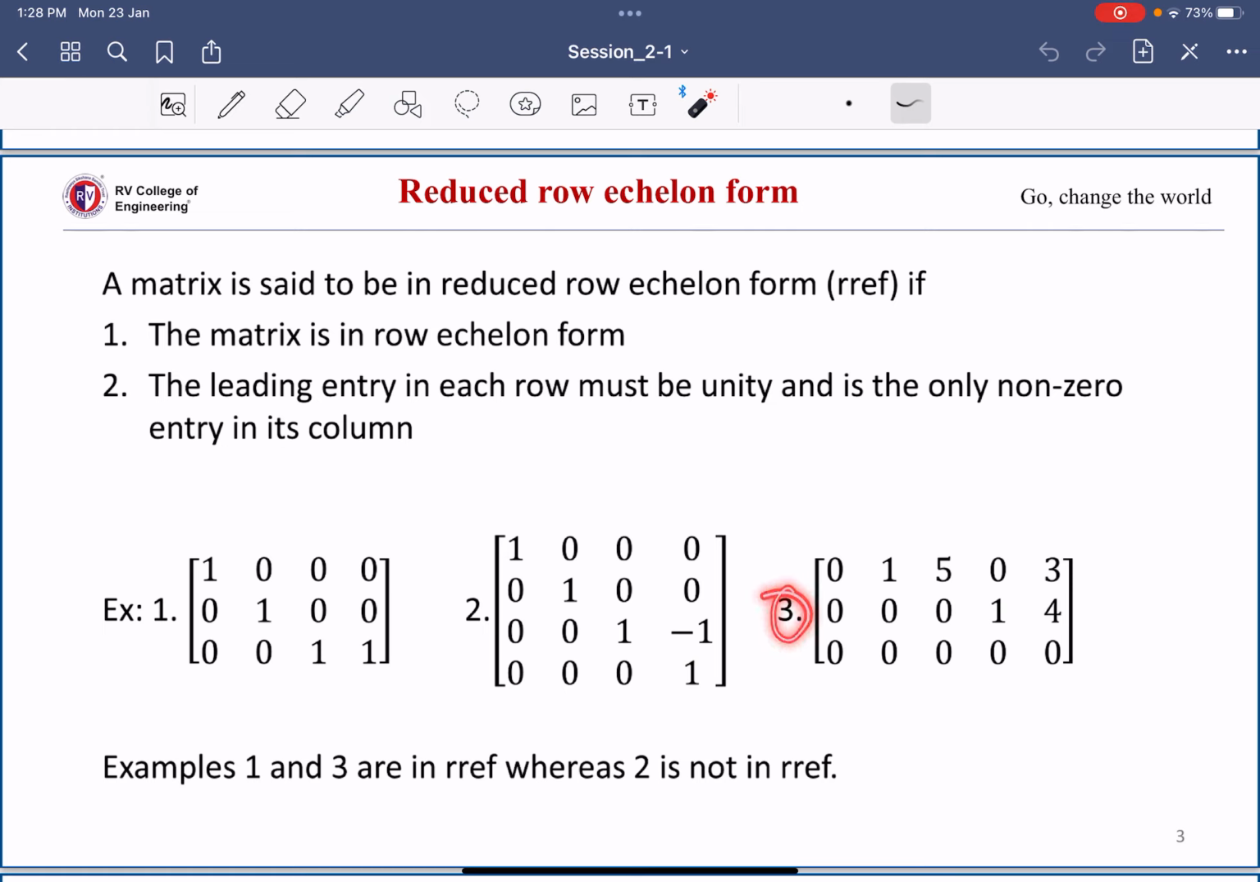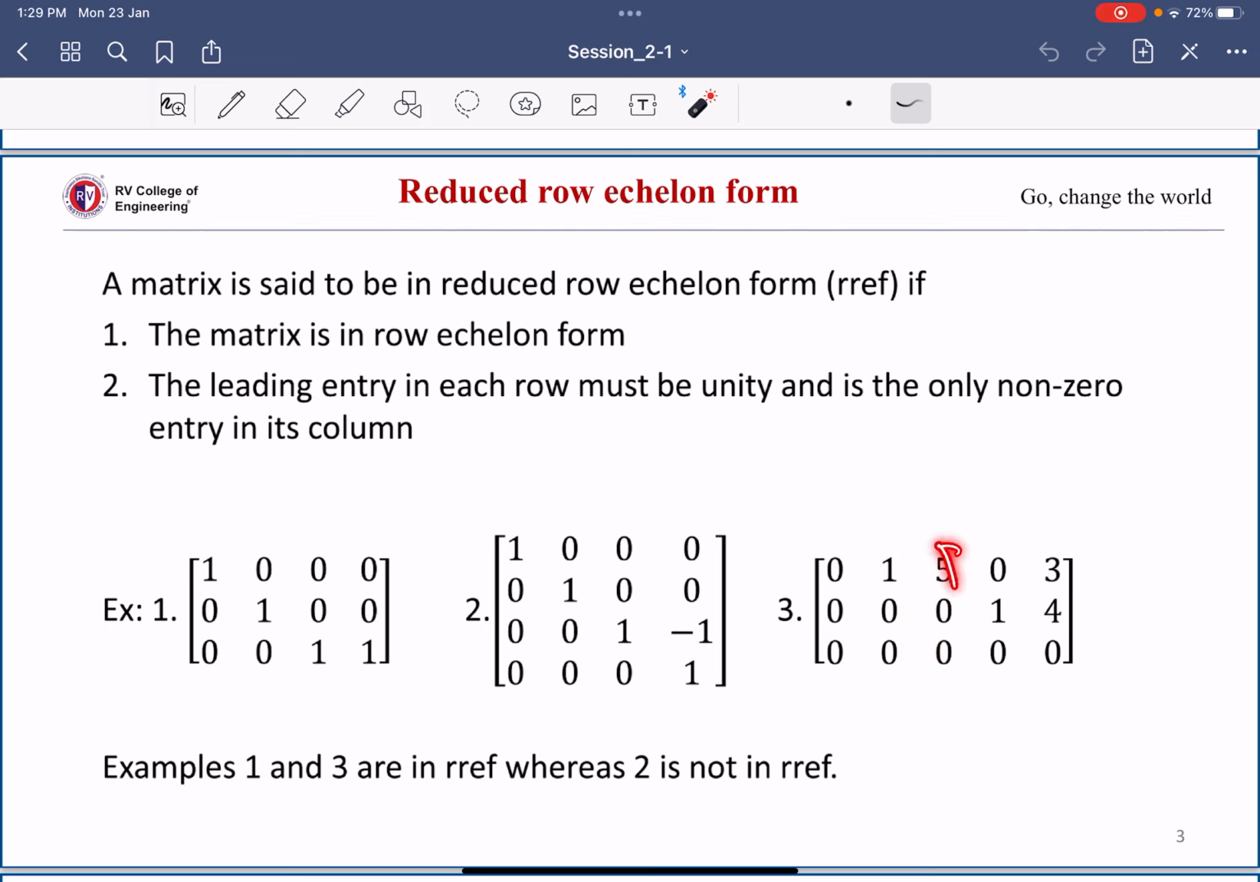Coming to the third example, we shall check whether the leading entry is 1. It's true. And always the 0 rows must be at the bottom. That is also true. So 0 rows, if at all they appear, must be placed at the bottom. Now all the entries below the leading entries are zeros. So this is our leading entry. So all the entries below 1 are 0.